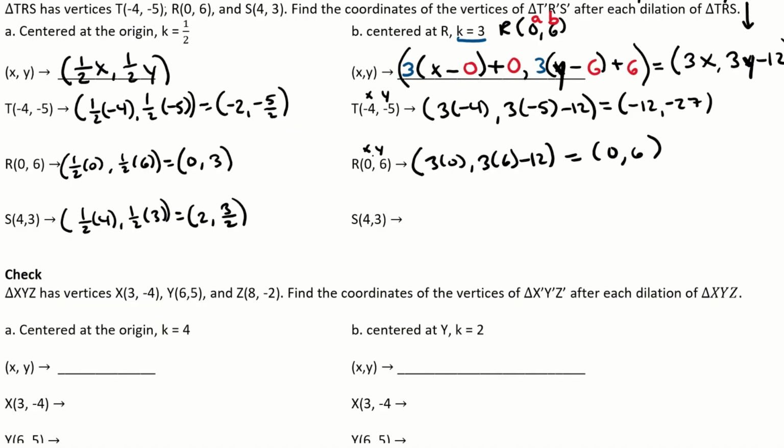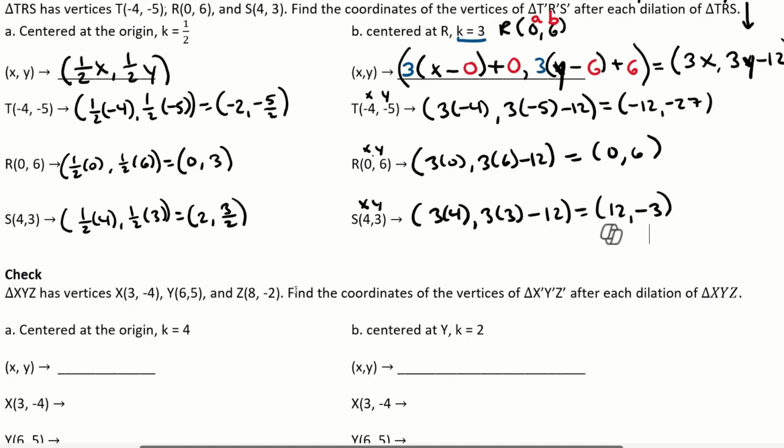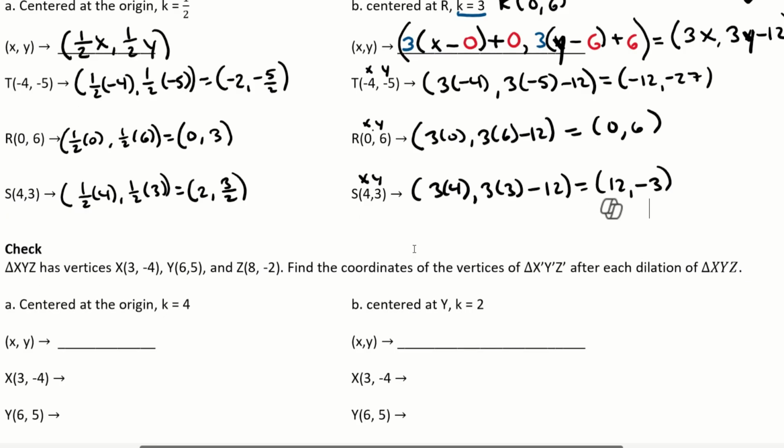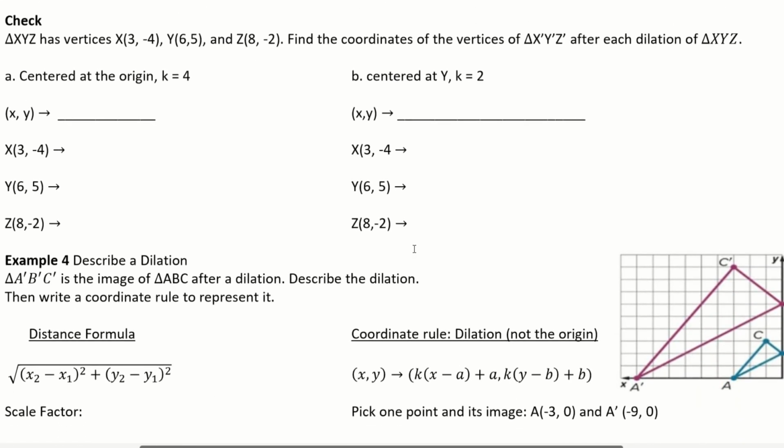Again, do the same thing here. We get 3 times 4, comma, and then 3 times 3 minus 12. We have 12, comma, and 9 minus 12 is negative 3. Those are my coordinates. No graphing necessary. We have the coordinate rule, and we can just use it. Now pause the video and see if you can attempt the same type of problem.